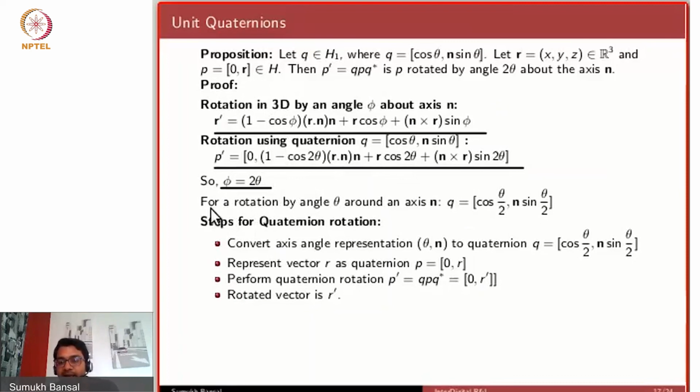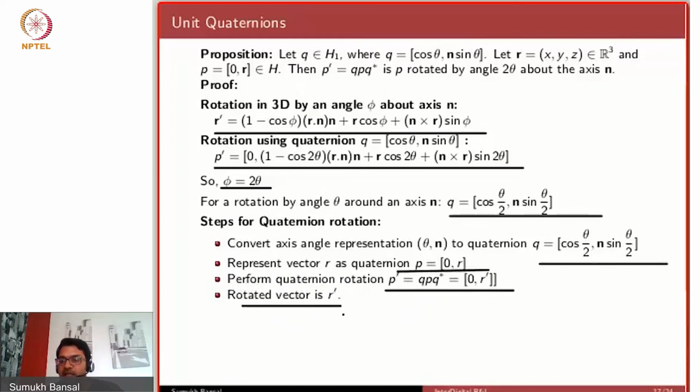So for a rotation by angle theta, this is how you are going to define the quaternion. Because you are going to implement it in the next lab session, these are the 4 steps you need to perform. First, given an axis-angle representation, which is given in the form of theta and the vector n, you need to create a quaternion. Then you need to convert the vector r into a quaternion. Then you have to perform the quaternion rotation, and then you have to extract the rotated vector r.